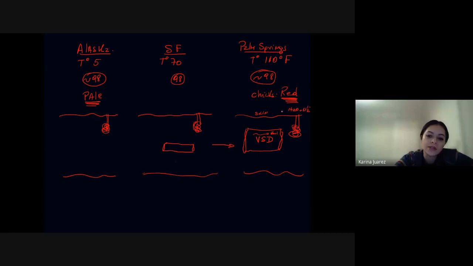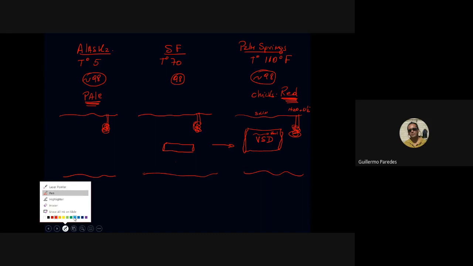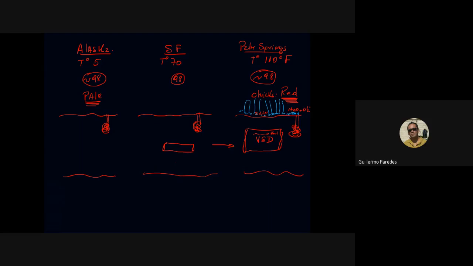At the same time, what is happening? You are sweating. There is a lot of water here. And what happens with the sweat? The sweat is going to evaporate, correct? This evaporation is going to take the heat from the blood, and it is going to dissipate outside of the body. So that's why the temperature of your body is going to stay at 98.